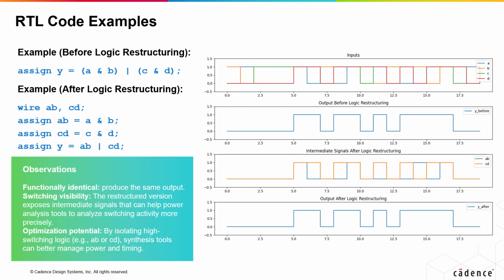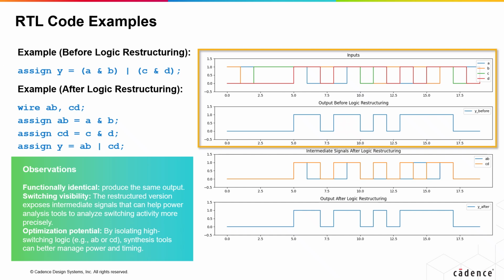Here is an example of logic restructuring discussed with a Verilog code. The code before logic restructuring assigns the variable y as the OR of A and B, C and D. The first waveform shows the inputs, and the second waveform shows the output y before restructuring.